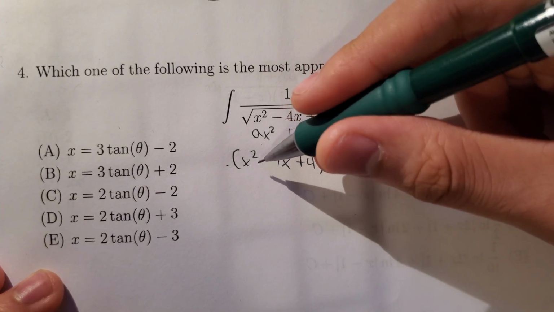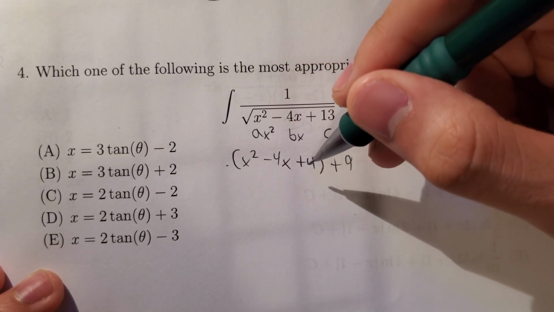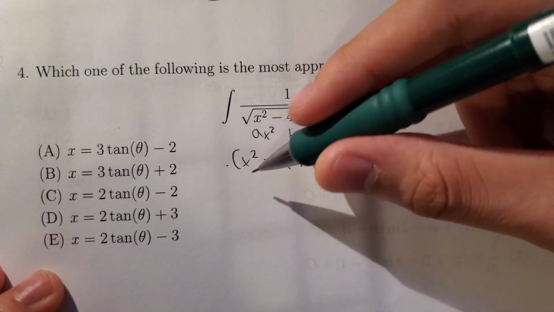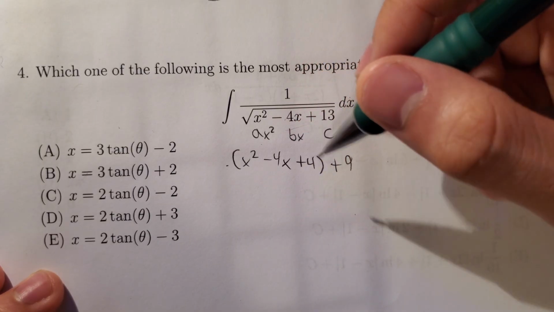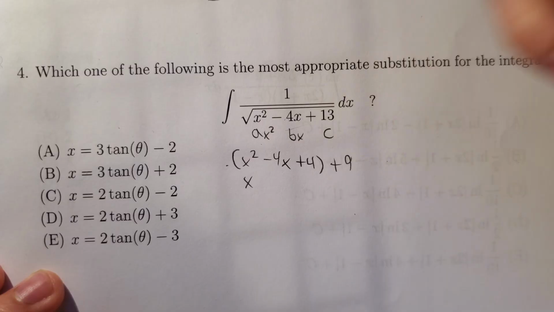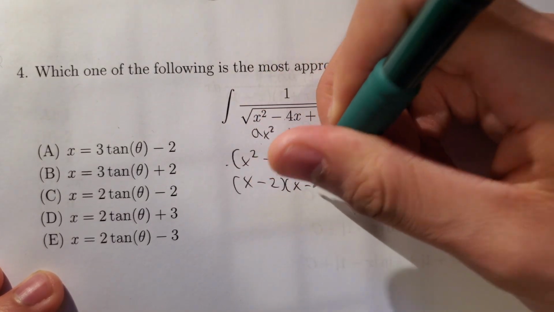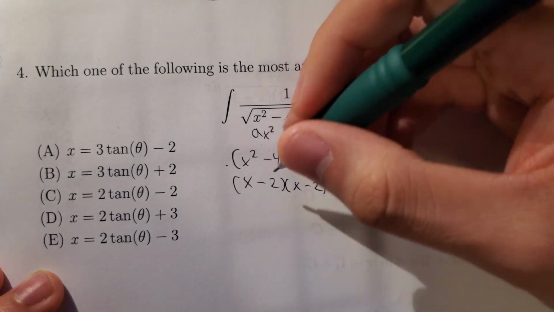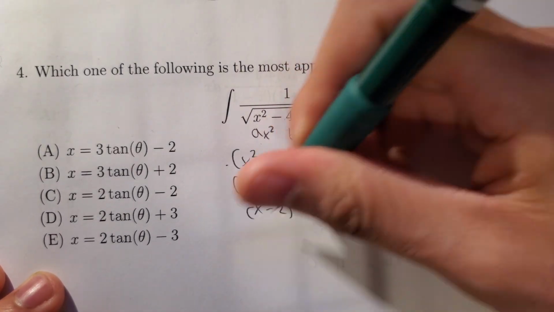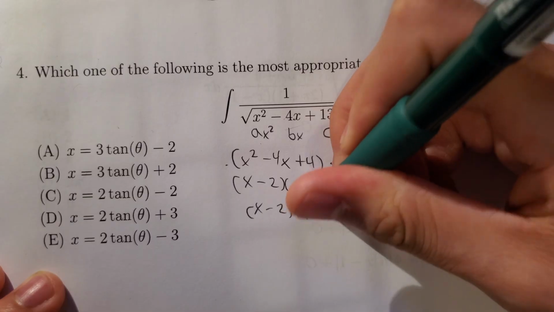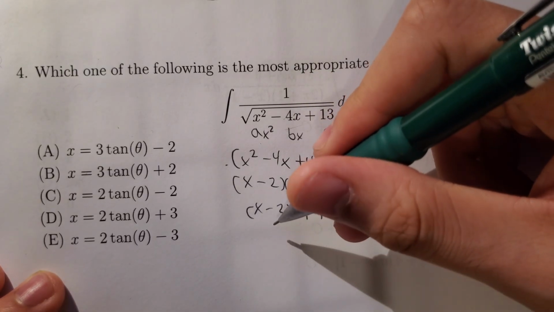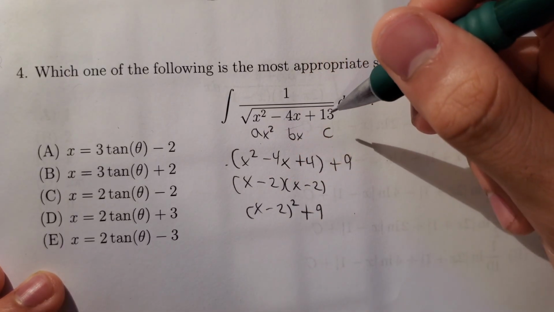And then from here, we can factor this new quadratic expression, and we'll end up with x minus 2 times x minus 2. And that is the same thing as x minus 2 squared plus 9. And so this ends up being equal to the original expression here.